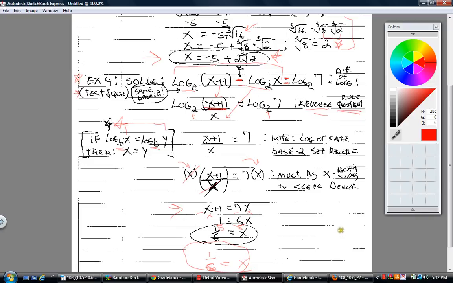Mr. McHugh here. We are done on page 3, and I'm going to move on to page 4. We've got one more log equation to work with, and then some extra credit problems to look at for objective 3.